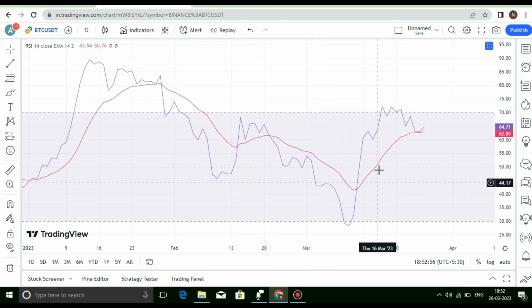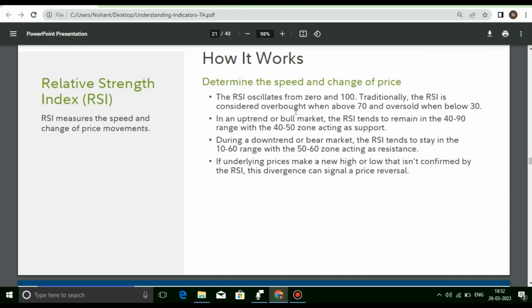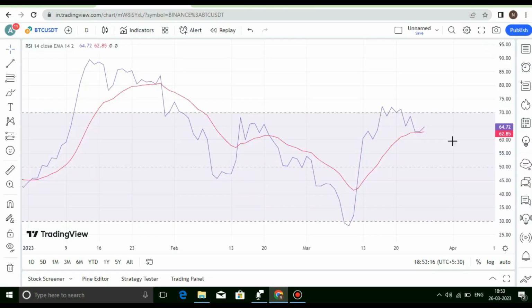You see the settings have changed, and the line of the moving average has flipped slightly. So now here we have it. Let's see what the PDF says. The RSI oscillates from 0 to 100, and traditionally the RSI is considered overbought when it is above 70 and oversold when it is below 30. So generally here we have a frame of RSI in which 70 is over here and 30 is over here.